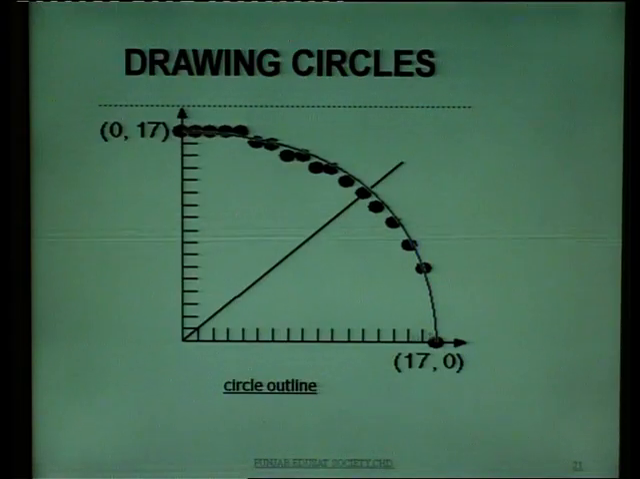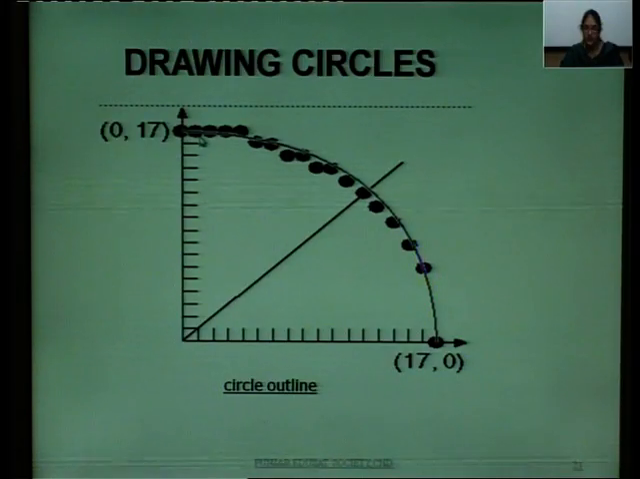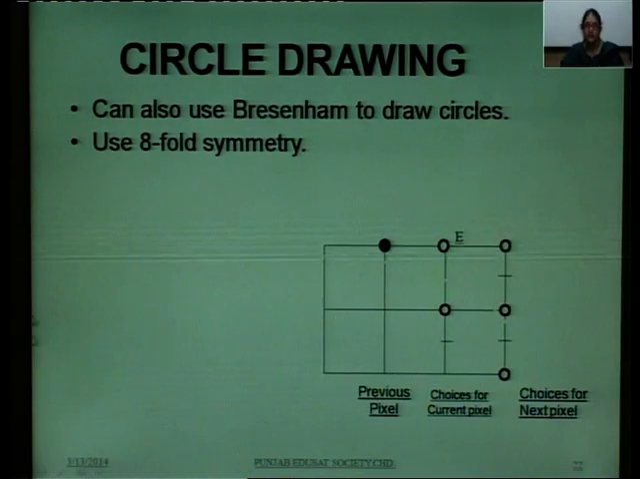How to draw the circle? This is the x axis, this is the y axis. You can see this is the outline of the circle by using Bresenham's algorithm, showing x coordinate is equal to 17 and y coordinate is 0 on the x axis, and x coordinate is 0, y coordinate is 17 on the y axis. So, these are the locations of the pixels on the outlining of the circle.